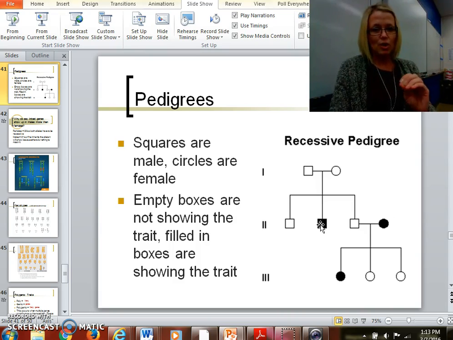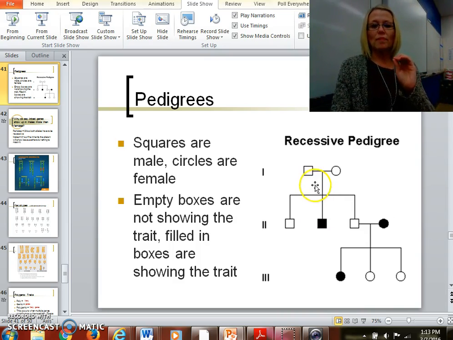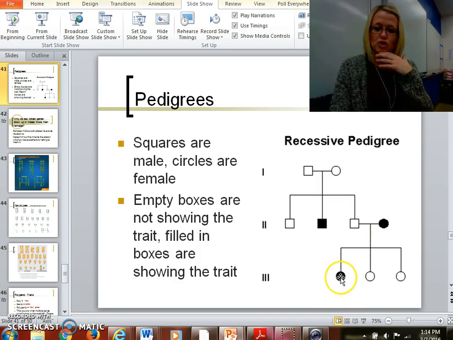So it's phenotype. PH, pheno, PH, physical appearance. So what they're physically showing. And then you can predict the genotype after that. That's our goal. That's where we're going with this, is to make predictions. So when we look at this one, this male offspring is showing whatever trait this is. This female is showing the trait. This female is showing the trait.